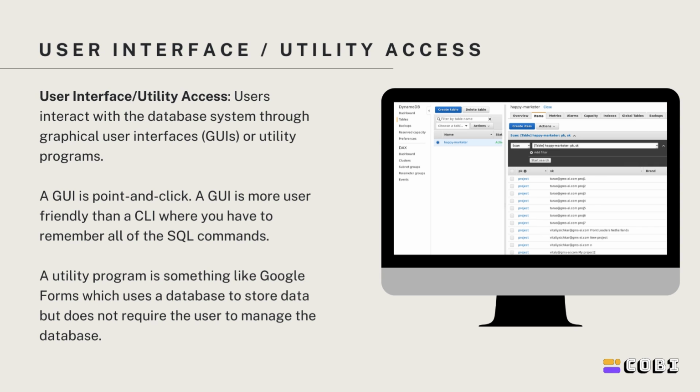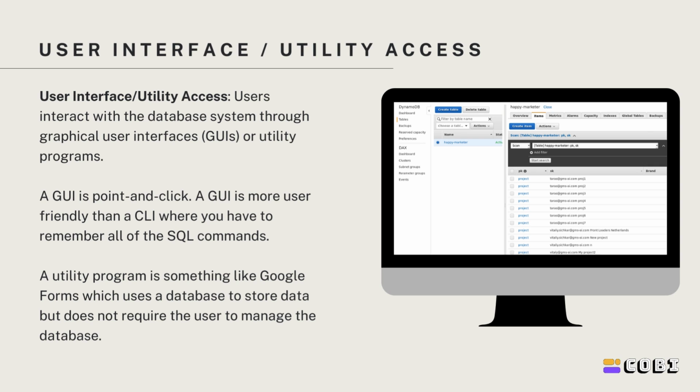User interface or utility access. Users interact with the database system through graphical user interfaces, GUIs, or utility programs. So a GUI is point and click. A GUI is more user friendly than a command line interface where you have to remember all of the SQL commands. And so most of the modern databases come with these GUIs that allow you to alter or search or edit your database using point and click. You don't have to remember all the commands.